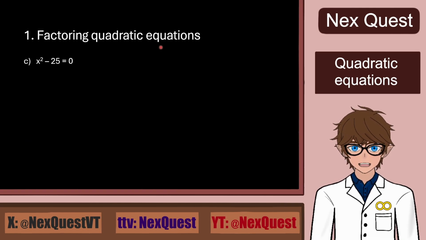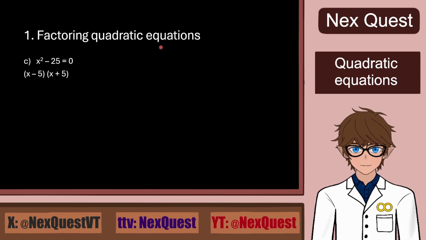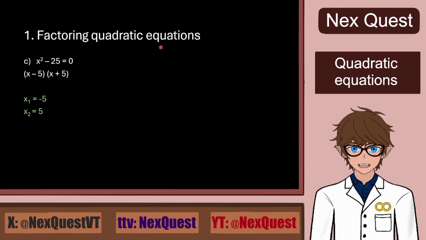Next up, we have x squared minus 25. We see that this is a difference of squares. Simple equation, x minus 5 times x plus 5. The solutions are minus 5 and plus 5. There's nothing much more to be said about this, right?